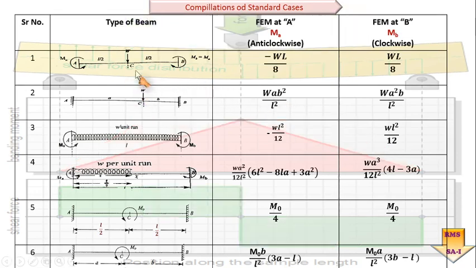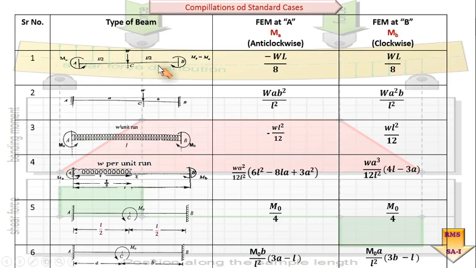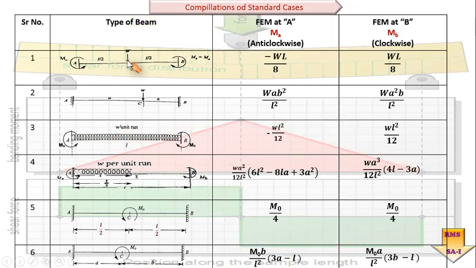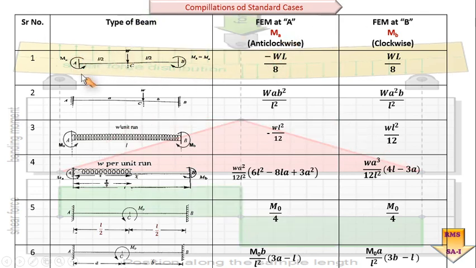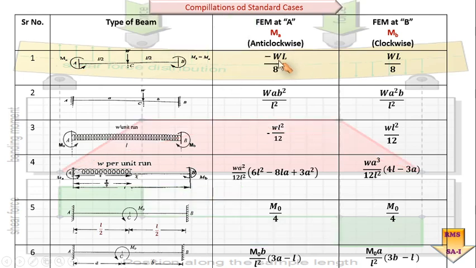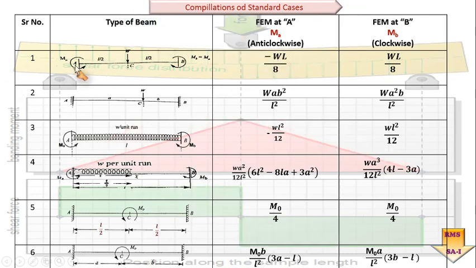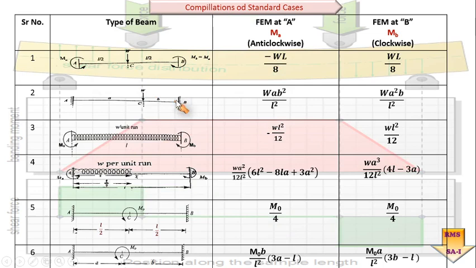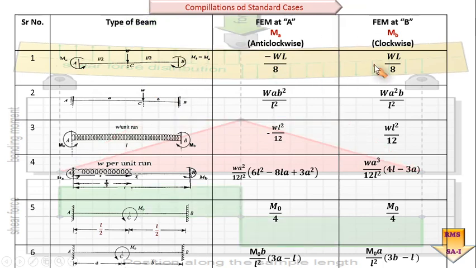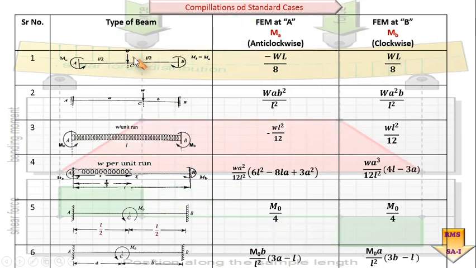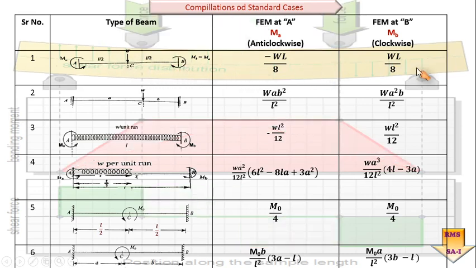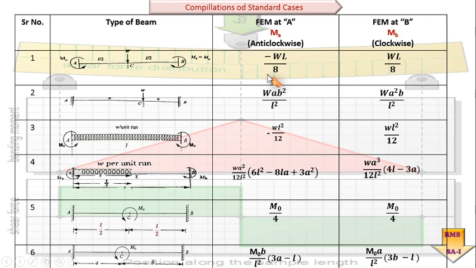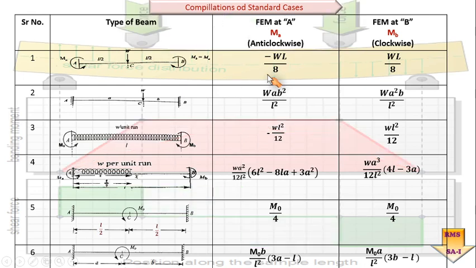So here in the first type of beam, we have a fixed beam with a point load exactly at the center, at a distance of L by 2 from both the ends. So in that case, the fixed moment at point A will be minus WL by 8, and minus says it is in the anti-clockwise direction, whereas MB is equal to WL by 8. As the beam is symmetrical, or the loading is symmetrical, MA is equal to MB, only with the difference of their sign conventions, clockwise or anti-clockwise.